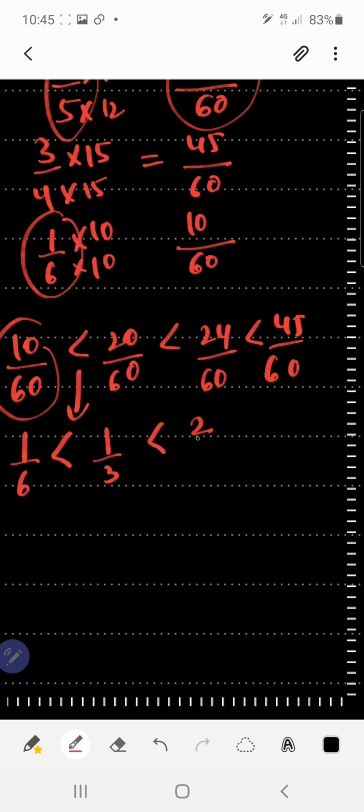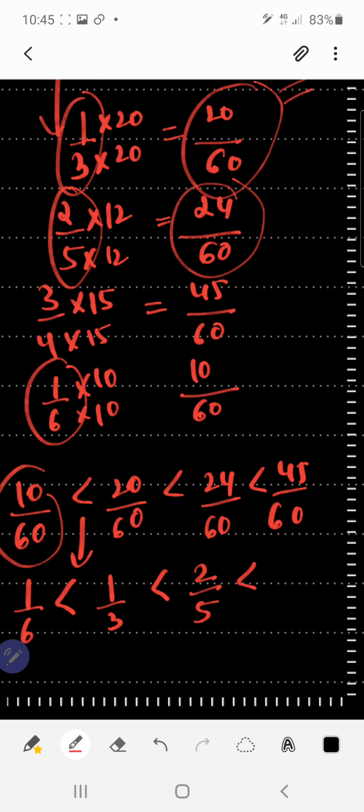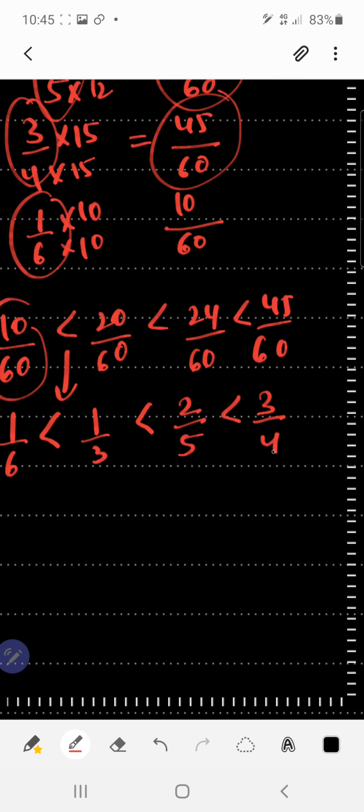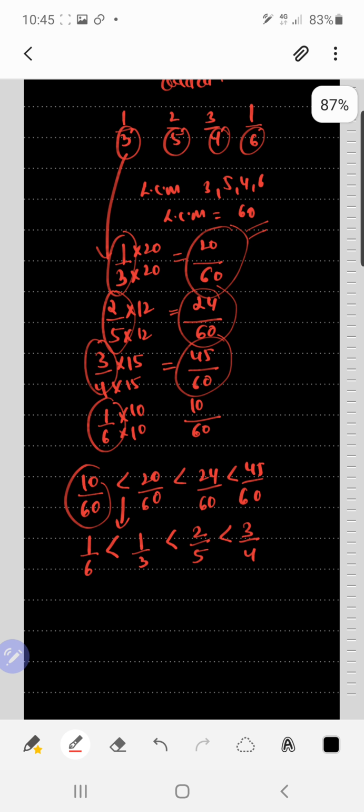2 upon 5. So I'll write 2 upon 5 here. 45 upon 60 का original fraction क्या था? 3 upon 4. So I'll write 3 upon 4 here. Did you get my point clear?